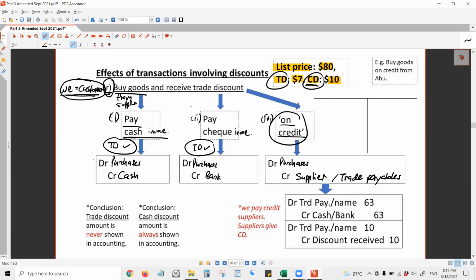So for R1 and R2, we are going to take 80 minus 7, which is 73. That means we would pay $73 to the supplier after deducting the trade discount of $7.